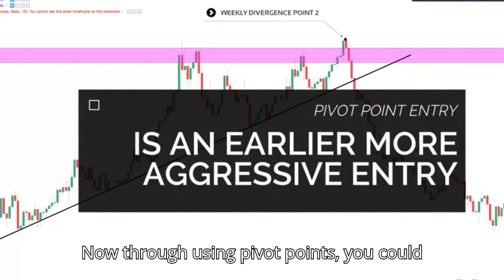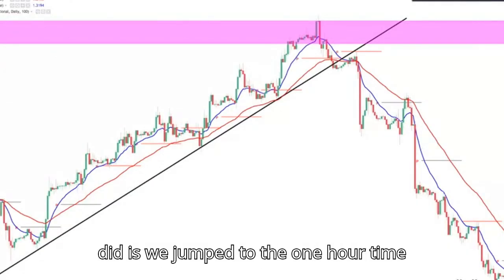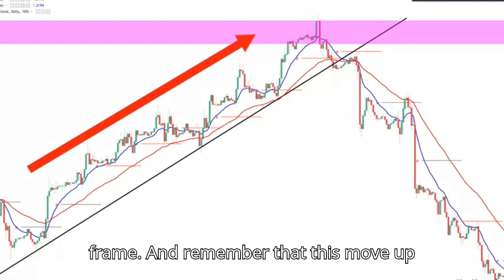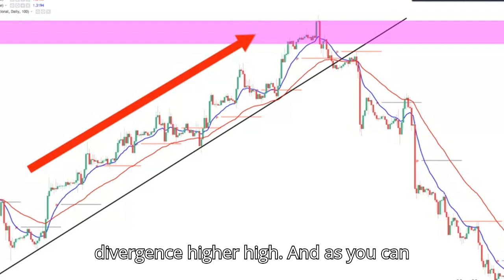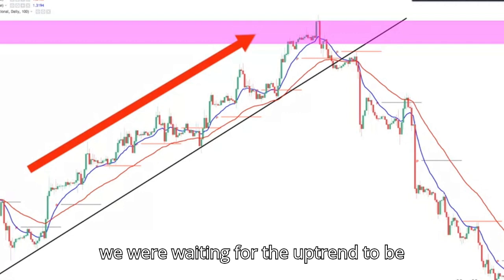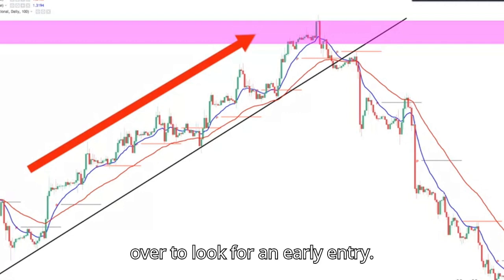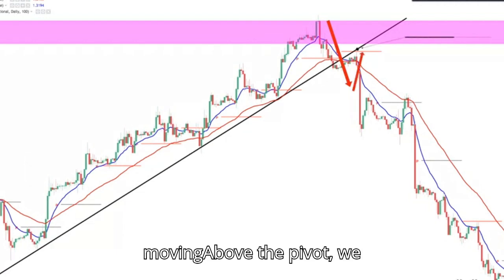Now, through using pivot points, you could have gone in earlier with a more aggressive entry. So what we did is we jumped to the 1 hour time frame. And remember that this move up here is the formation of the weekly divergence higher high. And as you can see, price is in a clear uptrend, and we were waiting for the uptrend to be over to look for an early entry.